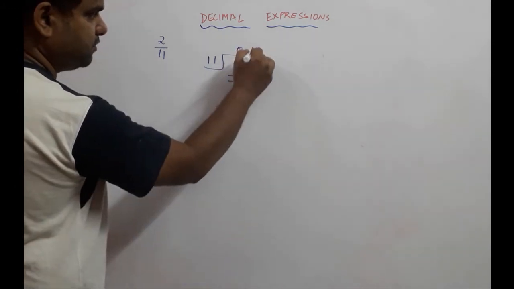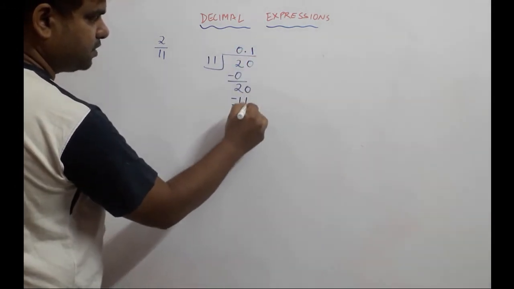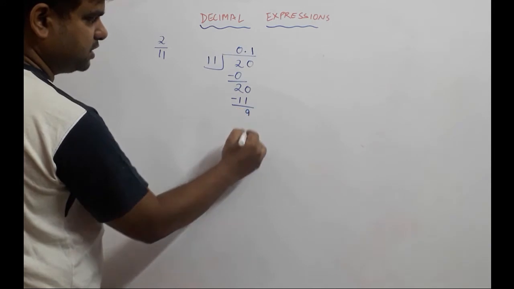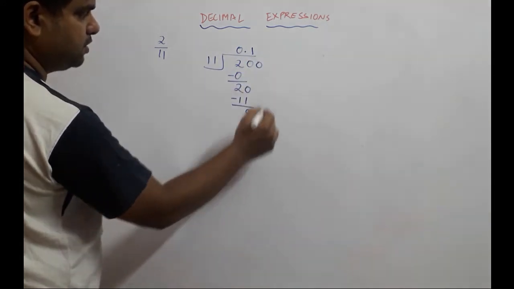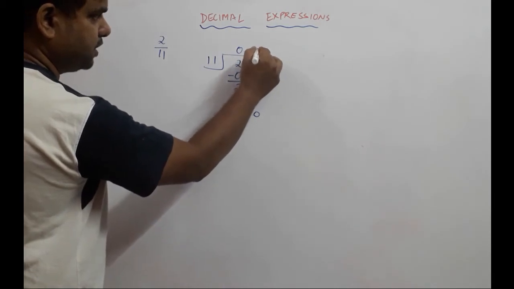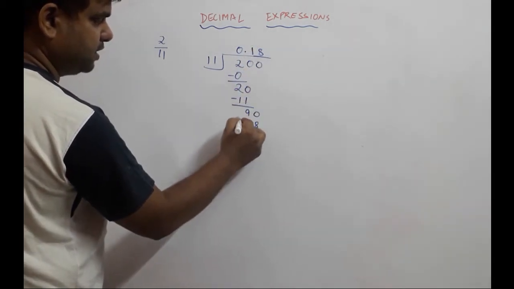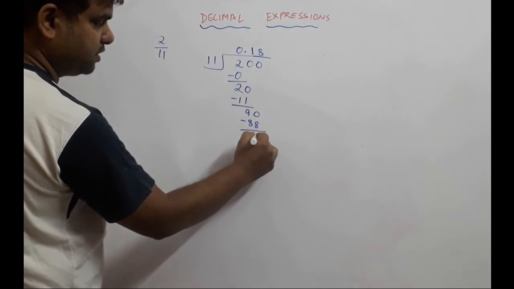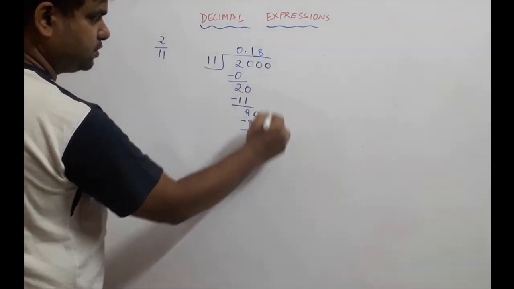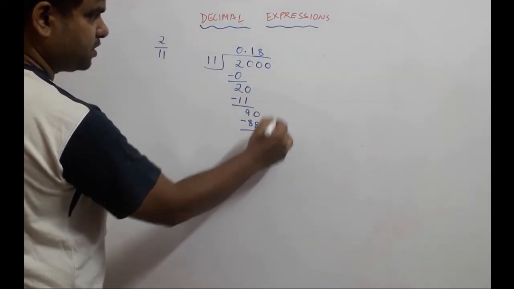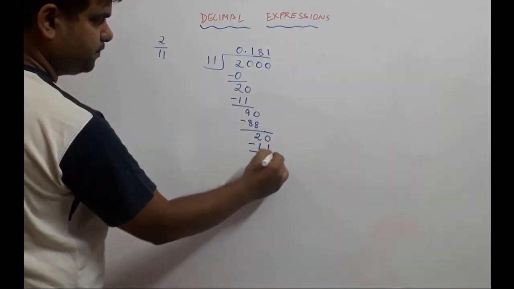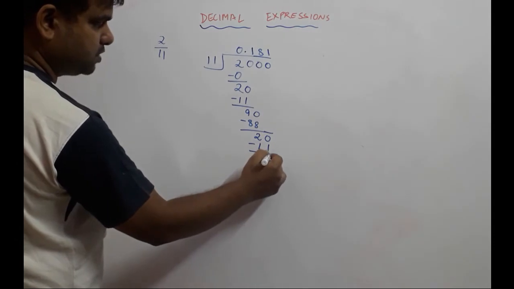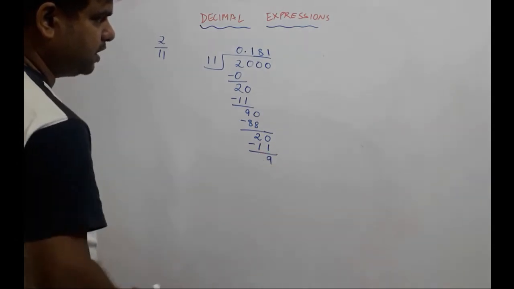Now we can divide. 11 1s are 11. 20 minus 11 gives us 9. We bring a 0 here, bring it down again. 11 into 8 will give us 88. 90 minus 88 will give us 2. Put a 0 here, bring it down. 11 1s are 11. That will give us 20 minus 11 is 9.